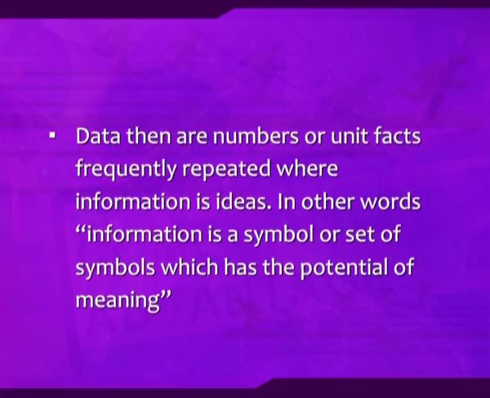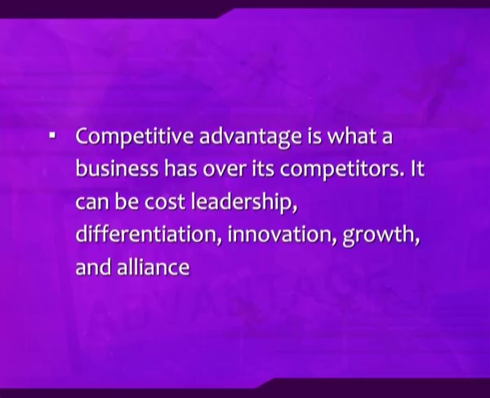Data are numbers or unit facts frequently repeated, whereas information is ideas. In other words, information is a symbol or set of symbols which has the potential of meaning. Information is the building block upon which effective decision support and corporate agility are built, and is the defining factor in how business value is ultimately delivered. Competitive advantage is what a business has over its competitors. It can be cost leadership, differentiation, innovation, growth and alliance.